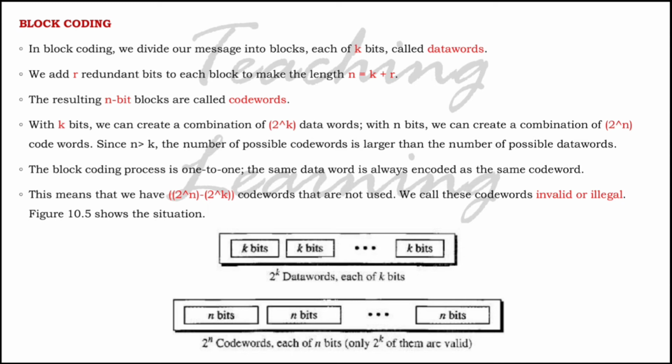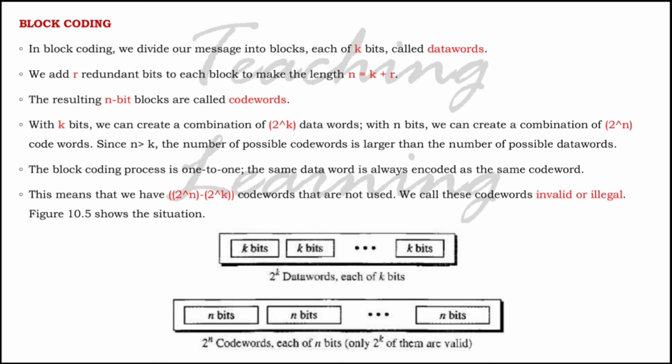So that is the thing, and the block coding process is one to one. The same data word is always encoded as the same code word. So this means we have 2 raised to n minus 2 raised to k code words that are not used. We call these code words invalid or illegal. The figure shows the illustration.